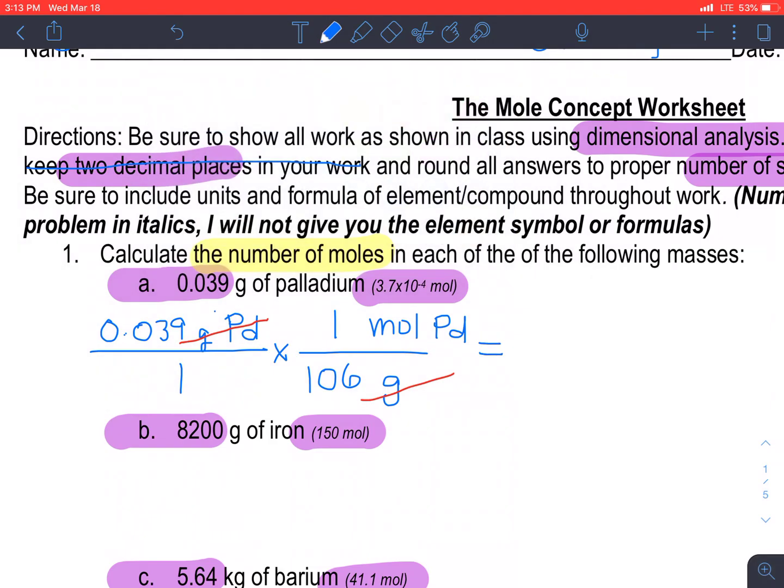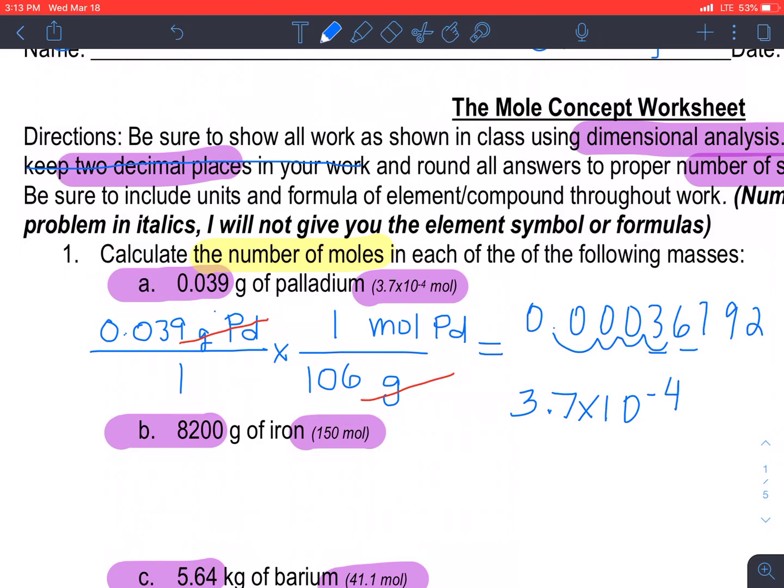On our calculator, we divide 0.039 by 106. We only need 2 sig figs, and what we get is a really long number in the calculator. I'm going to show you how to abbreviate this. This would be way too many significant figures. We only need to keep these 2 right here. So 3.7, yes, we would round that, times 10 to the negative 4. Our unit here would be moles.